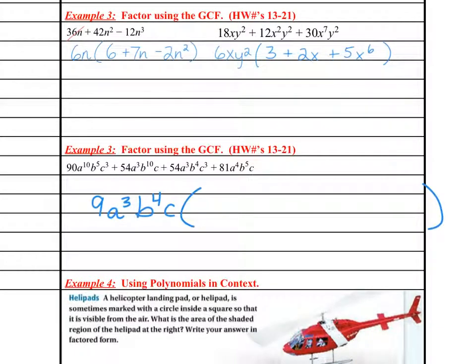Okay, that would leave you with 10A to the 7th BC squared plus 6B to the 6th plus 6c, hold on, did I mess something? Oh, 6c squared plus 9ab.